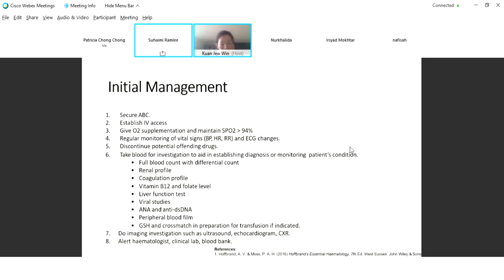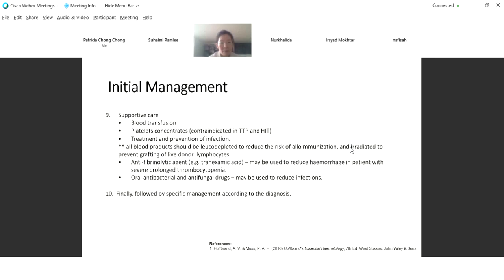Next, we can do imaging investigations such as ultrasound, echocardiogram, and chest X-ray, and alert the hematologist, clinical lab, and blood bank. For initial management, we need to give supportive care to replace the low blood cells. We can give blood transfusion or platelet concentrate. However, platelet concentrate is contraindicated in TTP and HIT. Also treatment and prevention of infection.